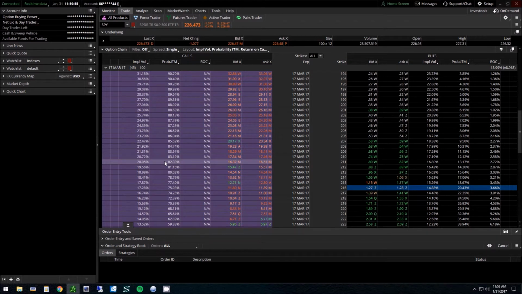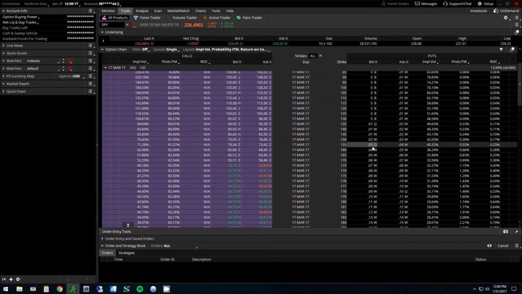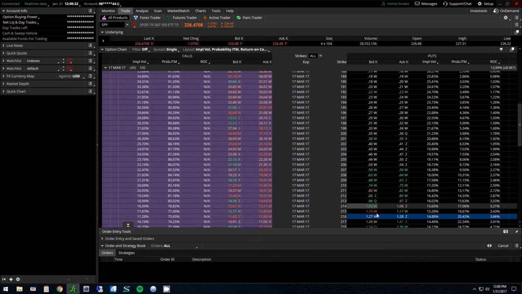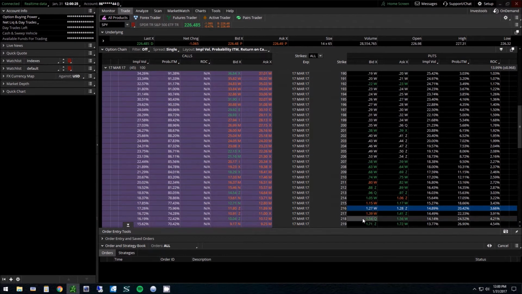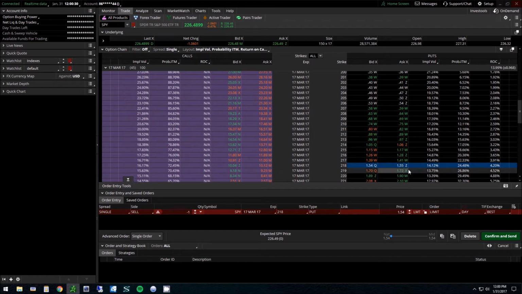So what we're going to do is sell a put spread. My theory is the S&P is going to stay above 218 in the next 45 days. So I'm selling March 17. Basically, in 45 days these options will expire, and my goal is to make sure it is above the 218 mark here.